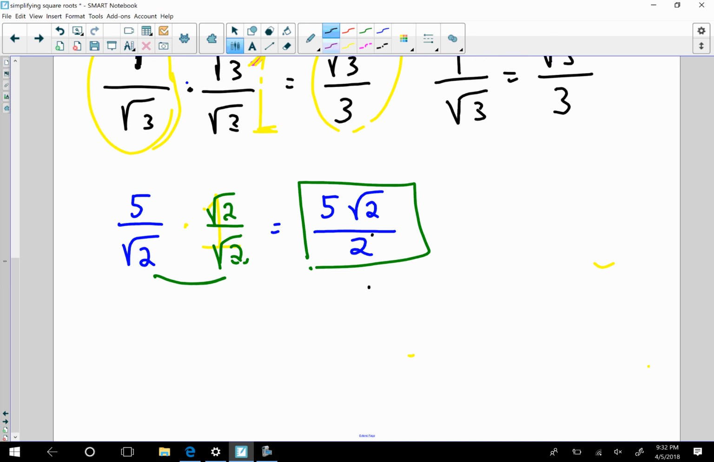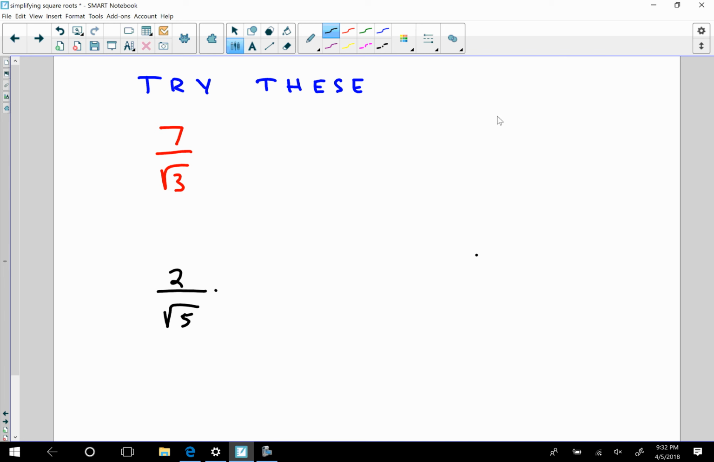So what do I know? I know that this 5 over the square root of 2 is the same thing as 5 square root of 2 over 2. Same expression. They don't look the same, but they mean the same thing. So let's try these. Pause the video, and let's see if we can simplify these expressions.